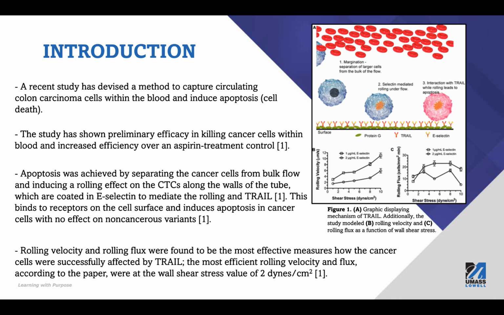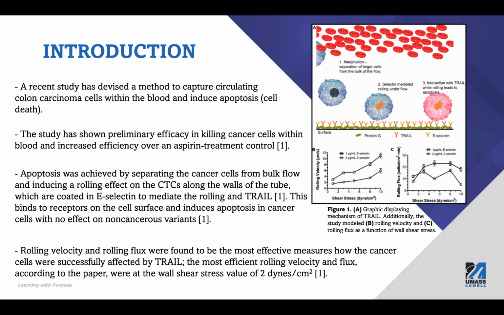Now, the study has shown preliminary efficacy in killing cancer cells within the blood, and it had an increased efficiency over an aspirin treatment control, in which they just treated the cells with aspirin and killed them. Now, apoptosis was achieved by separating the cancer cells from the bulk flow, and this was primarily done in Figure 1a. As you can see, margination is the separation of the larger cells from the bulk of the flow, or of the red blood cells.